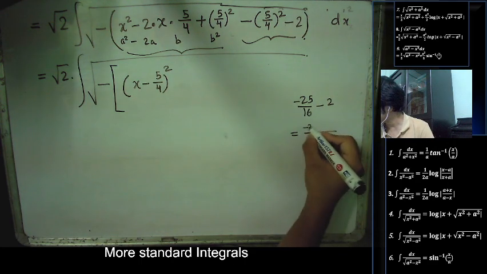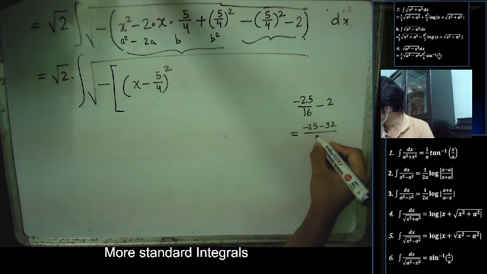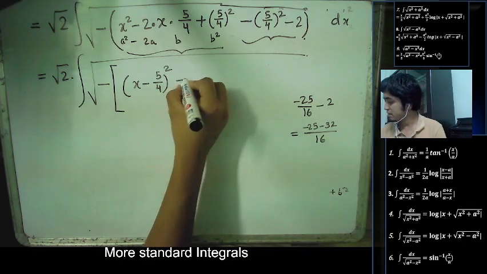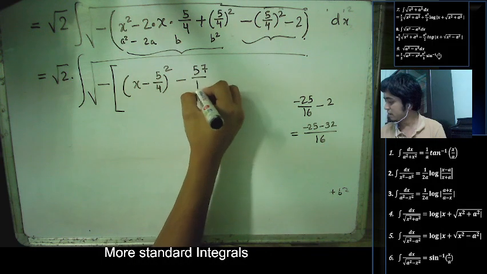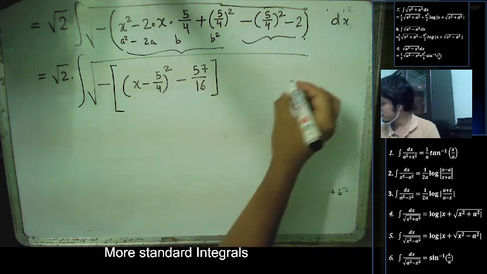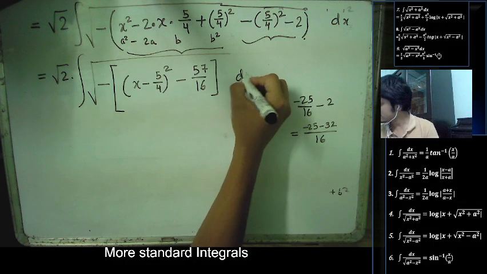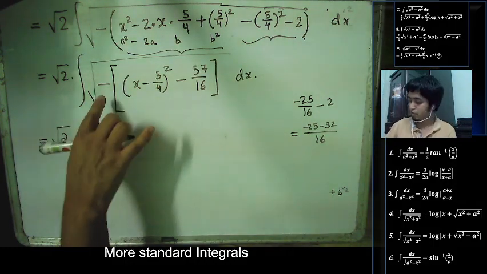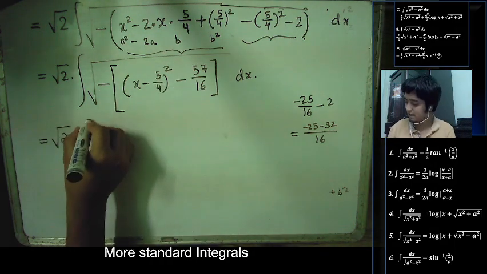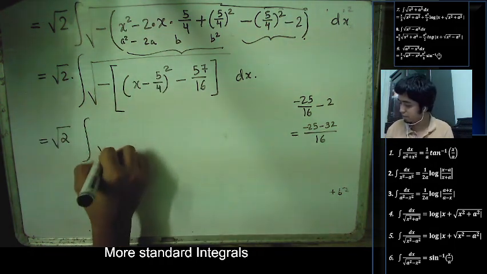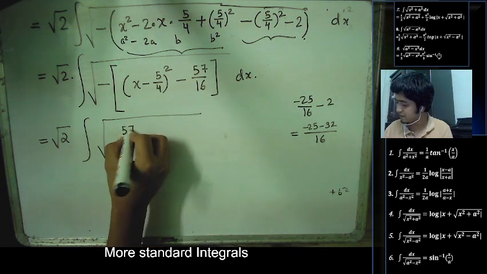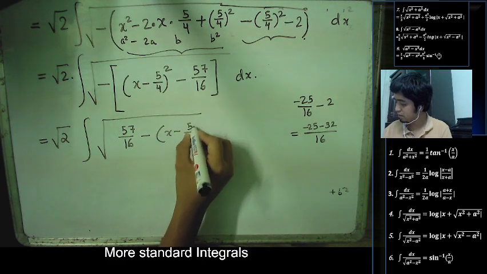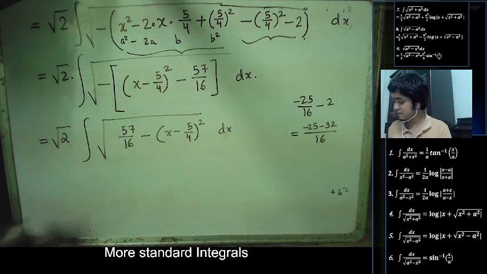So you'll be having minus 25 minus 32 upon 16. So you'll be having minus 57 upon 16 dx. Okay, so once this is done, now multiply the minus back inside. You will be having root over 57 by 16 minus x minus 5 by 4 whole thing square dx.